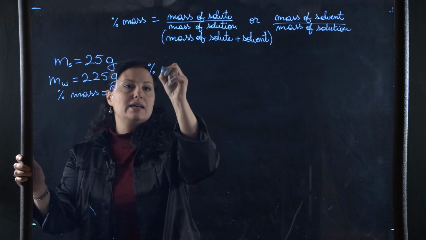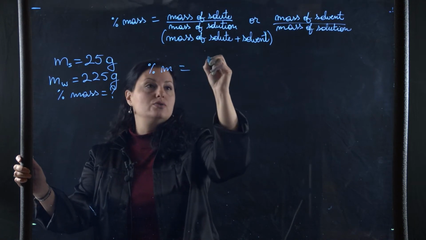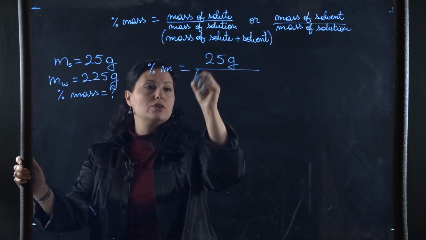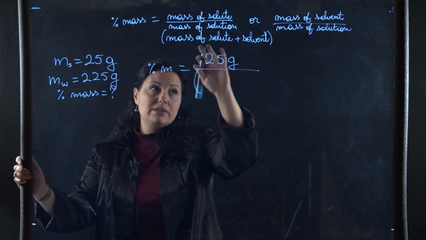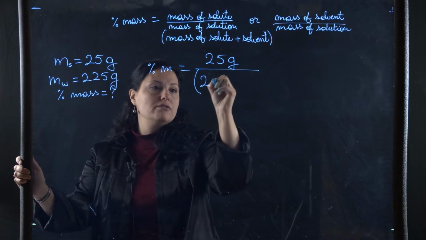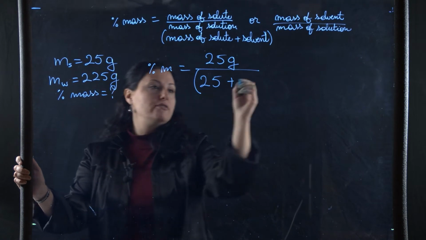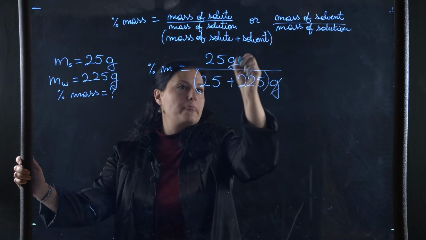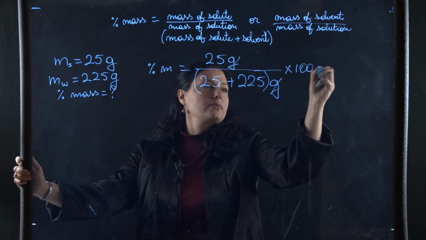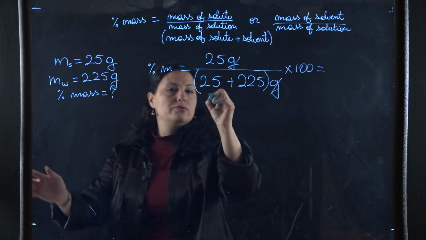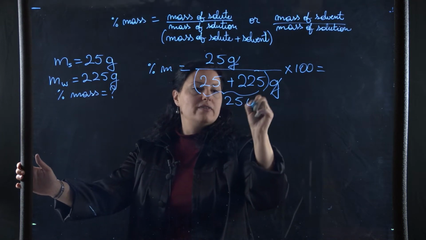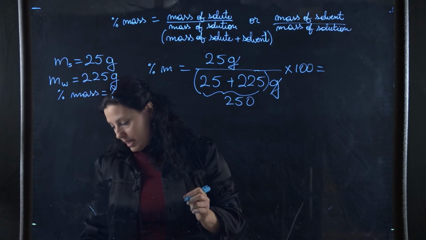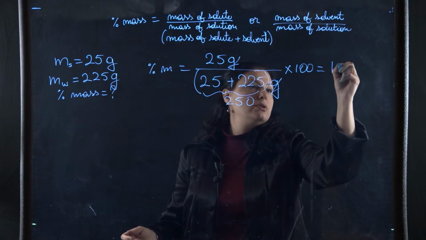So my percent by mass is equal to the mass of the solute, which is 25 grams, over the mass of solution, which is going to be the total mass, the mass of my solute plus the solvent. This is the mass of my solute plus the mass of my solvent, which is water, 225 grams, times 100. If you do this, this will give you 250. So 25 divided by 250 is 1/10. And therefore, if you multiply that by 100, it will give you 10%.